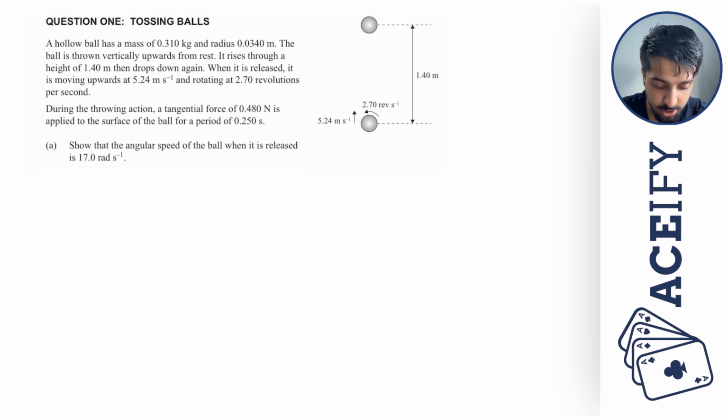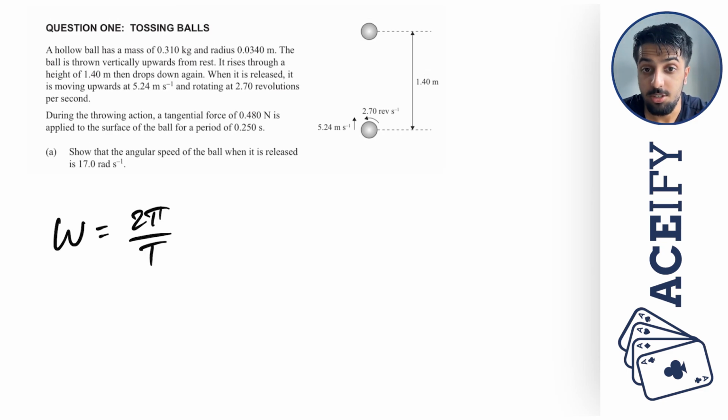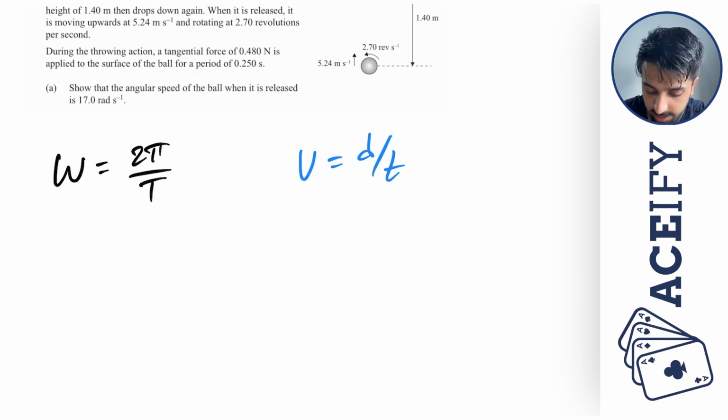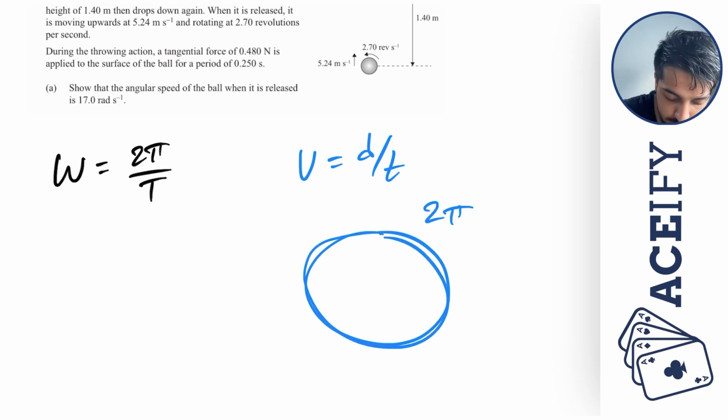Okay, moving on to question 1: show that the angular speed of the ball when released is 17 radians per second. Our angular velocity is 2π over T. If you're unsure why, think about linear velocity, which is distance over time. If we are going in a circle, the distance of that circle in radians is 2π, so that is our 2π part. And our time to go around the circle is 1 period, which is our T.